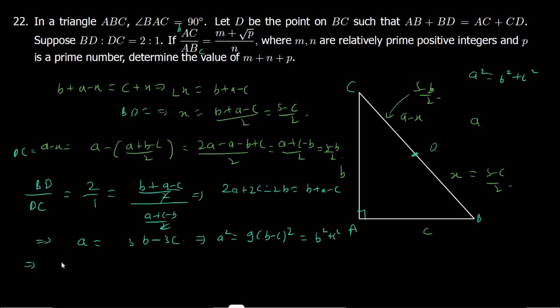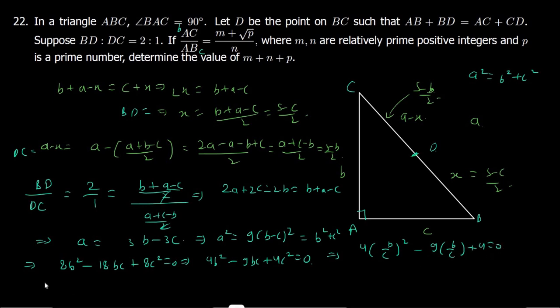So overall, I will get 8b square minus 18bc plus 8c square equals 0. If I cancel the 2, I will get 4b square minus 9bc plus 4c square equals 0. Now, which ratio do we want to know? We want to know the ratio B by C. So let me divide by C square. So we'll get a quadratic in B by C: 4 times (B by C) the whole square minus 9 times (B by C) plus 4 equals 0.